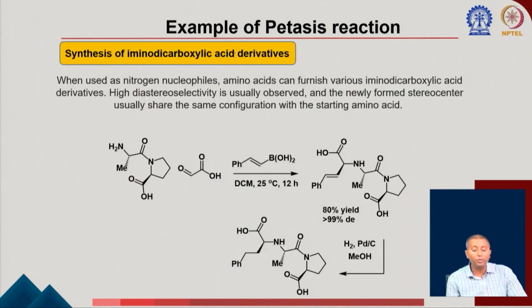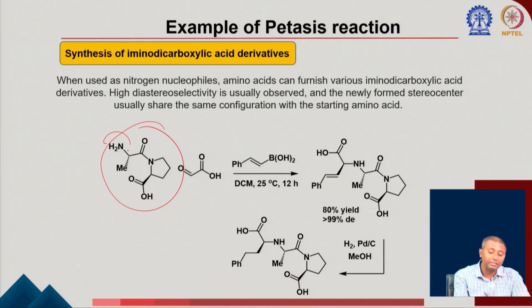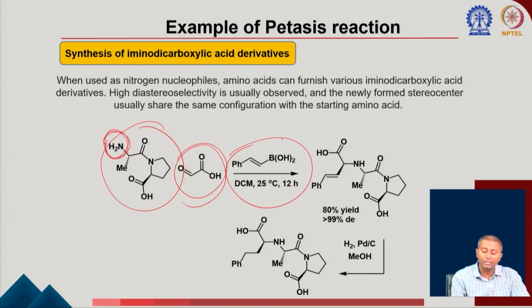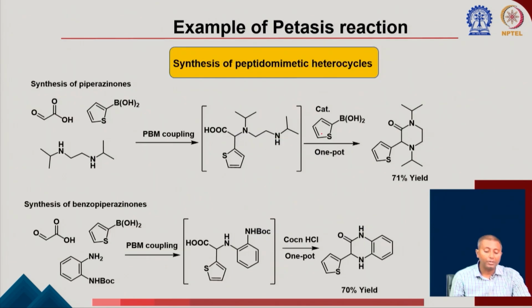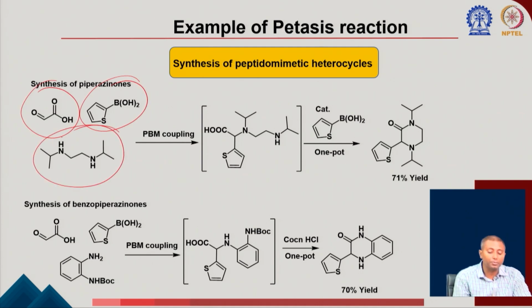There are more examples for synthesis of biologically active compounds. Again, in this particular example, you can clearly see that you have this primary amine here, which is reacting with this compound under the Petasis conditions to get to this corresponding product. There are some more examples here. You have this boronic acid, you have this corresponding aldehyde with the carboxylic acid, you have the corresponding diamine here, and you can see what is happening.